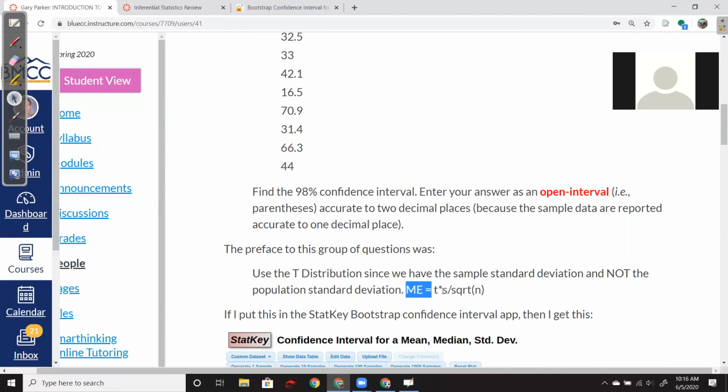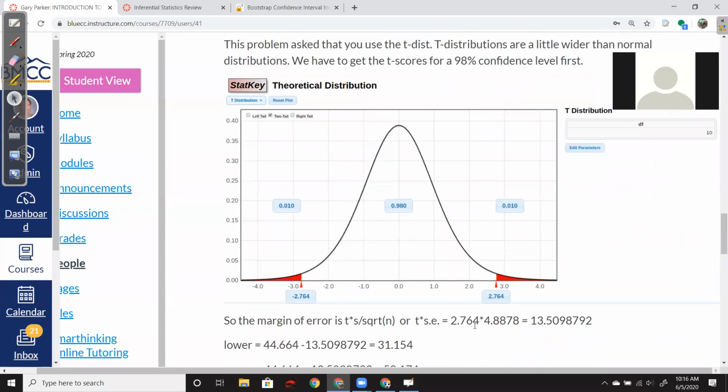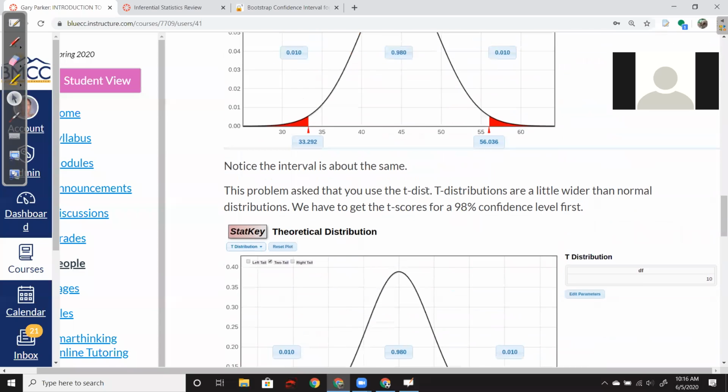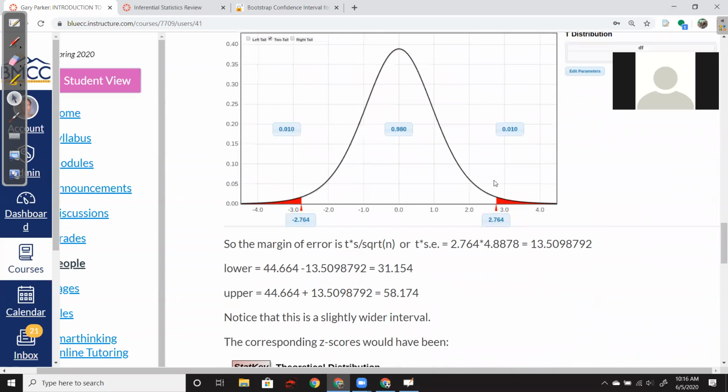Then according to the central limit theorem and that margin of error formula that was given at the beginning of the problem, to get the margin of error, I take the appropriate t-score from the confidence level, multiply by the sample standard deviation, and then divide by the square root of the sample size. So once I put all that together from my t-dist, I get a margin of error of about 13.5. So then we have to take that away from the mean, and then we have to add that to the mean. So notice now I get a much wider interval than before. So this one is 34 to 58 instead of the other intervals I was getting, which were like 33 to 55, 56.